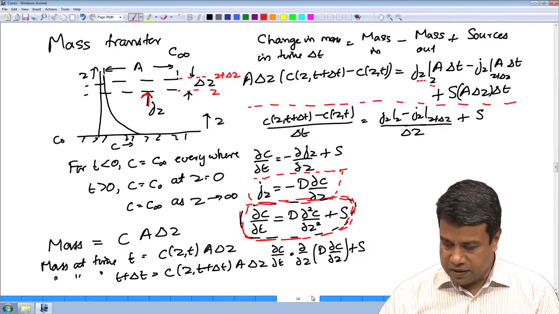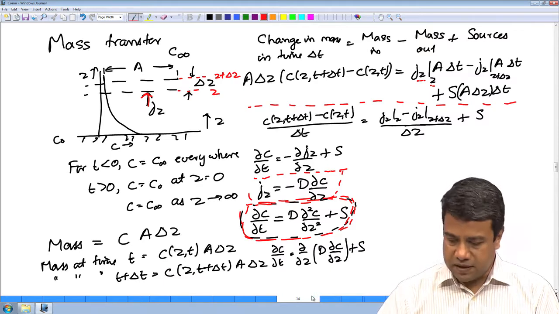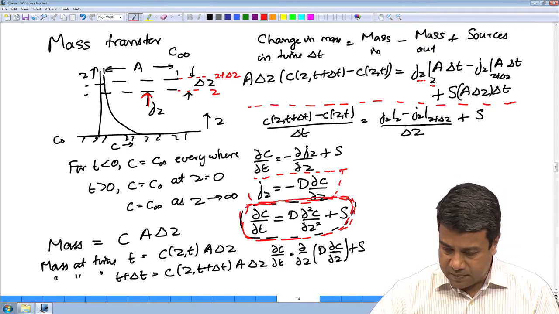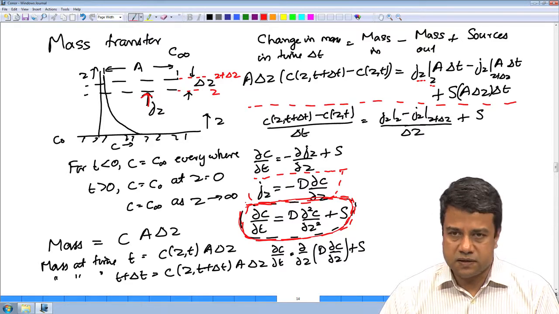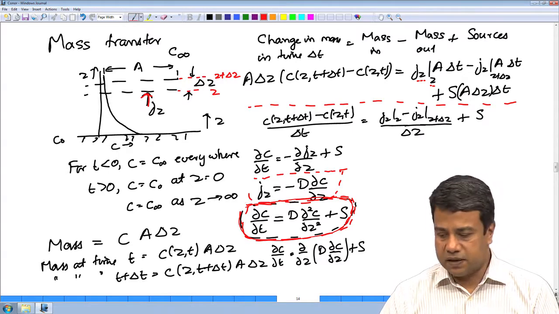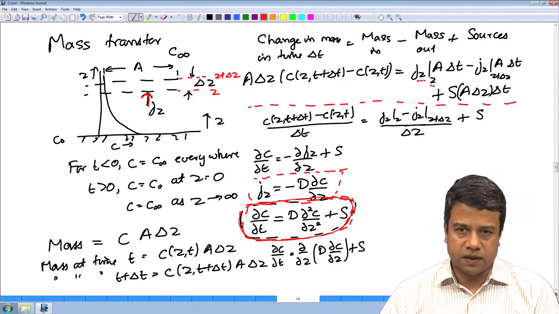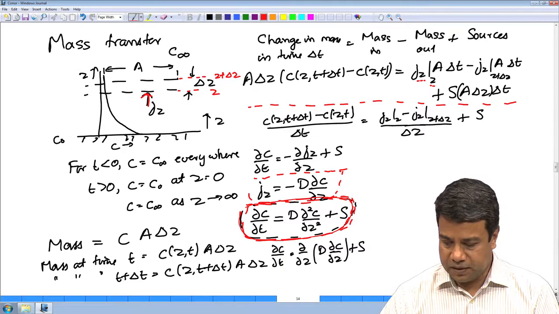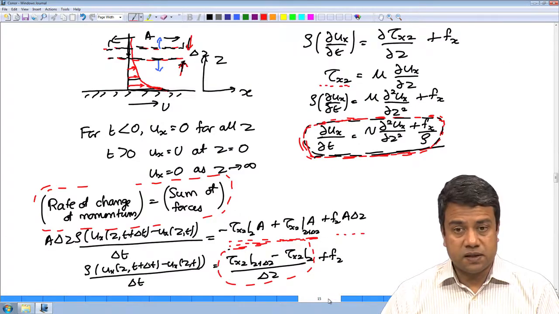Exactly the same formulation can be done for the concentration field, and you get an equation of exactly the same form, except that instead of the temperature, it is the concentration variation that is being considered. Instead of the thermal diffusivity, it is the mass diffusivity. Instead of the source of thermal energy, it is the source of mass due to reactions. And we had actually done the same for momentum.